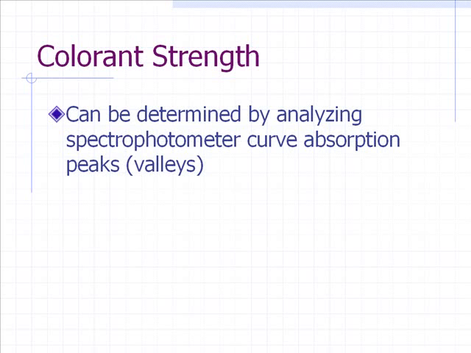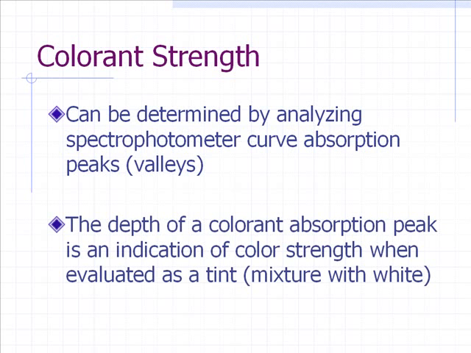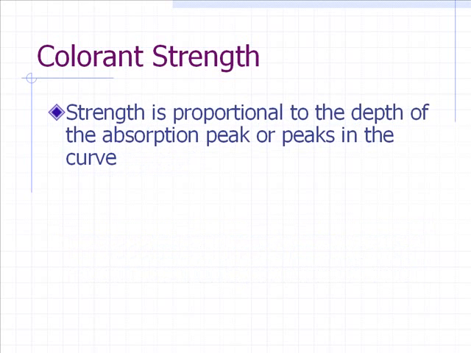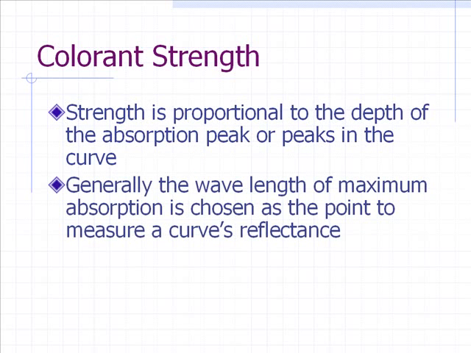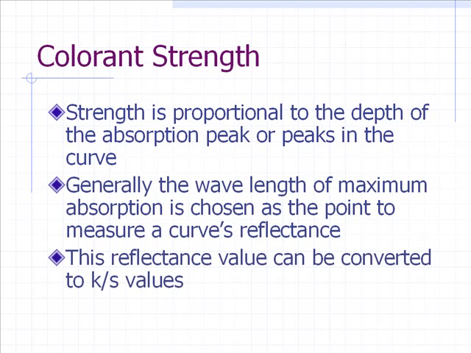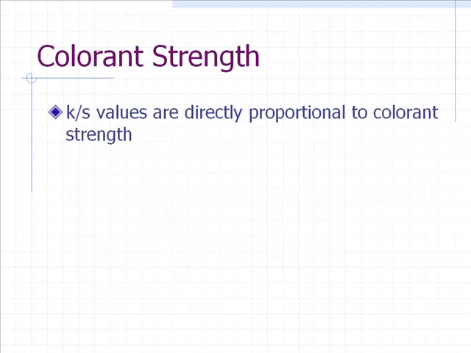When we talk about color strength, it can be determined by analyzing the spectrophotometer curve, absorption peaks or valleys. The depth of a color and absorption peak is an indication of color strength when evaluated as a mixture with white. Strength is proportional to the depth of the absorption peak or peaks in the curve. Generally, the wavelength of maximum absorption is chosen as a point to measure the curve's reflectance. And the reflectance values can be converted to K and S values that I mentioned. These K and S values are directly proportionate to colorant strength.